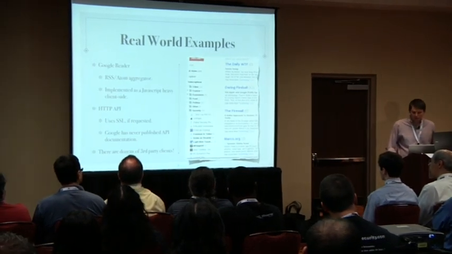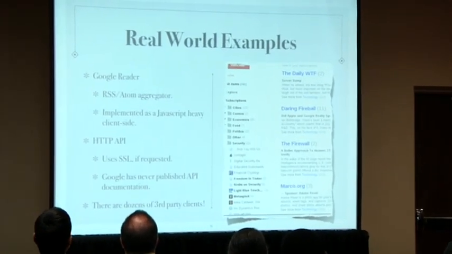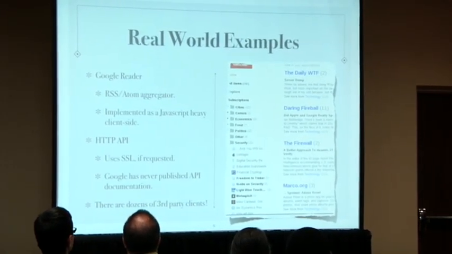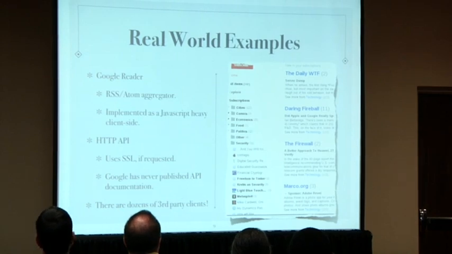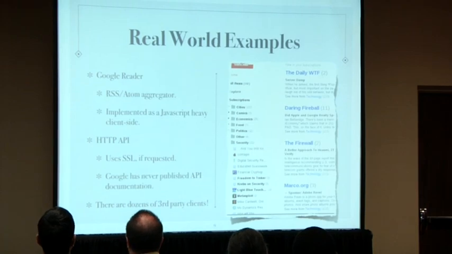The first example is Google Reader. If you're not familiar with this, this is an RSS and Atom aggregator. So if you like to subscribe to feeds on websites, this will pull all those feeds together and present them to you. It's implemented largely as a JavaScript-heavy client-side application that runs in the browser. And actually, most of the work that's done, the aggregation and the consolidation of feeds, is done through an HTTP API, which uses SSL if you request it.